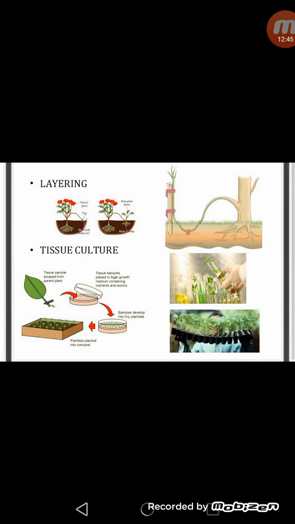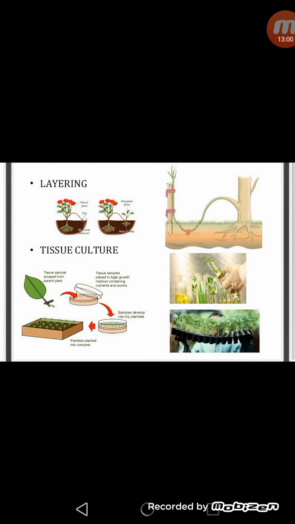Generally, some plants like jasmine, bougainvillea, etc. can be grown by the layering method. So this is also very simple. The lowermost branch is buried under the soil, and when it develops the roots, the new plants can be grown.